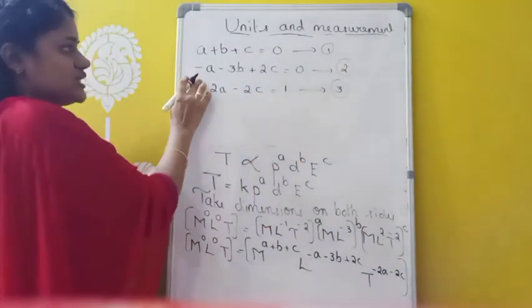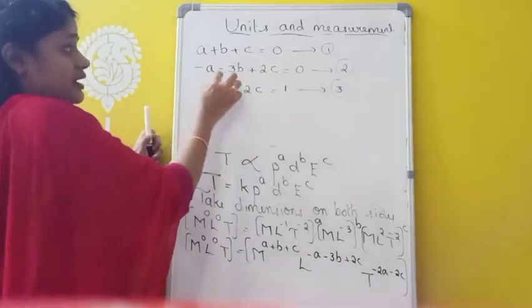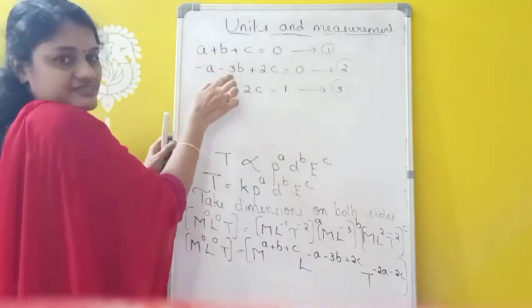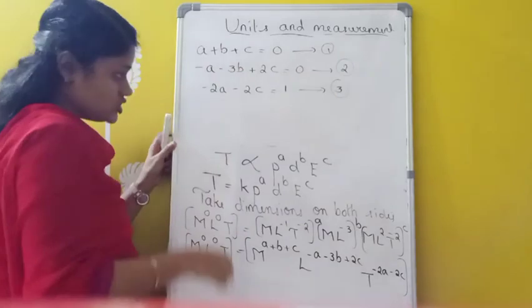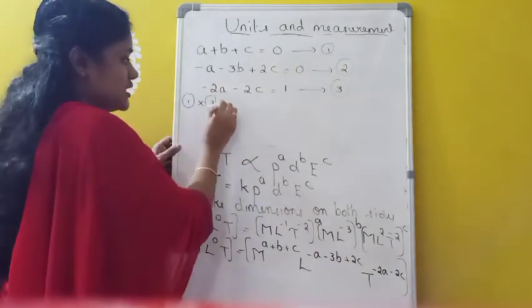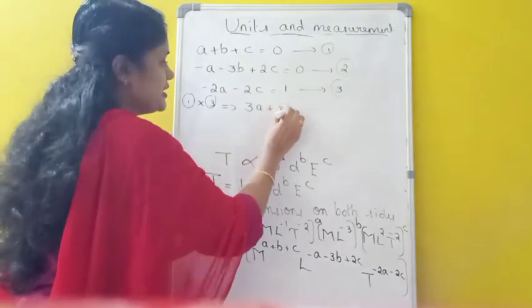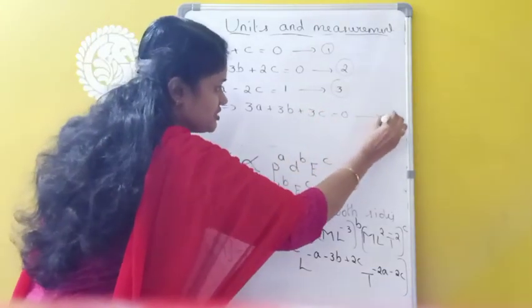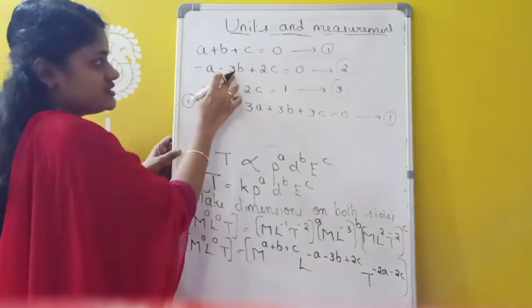Okay. So now first of all I am solving equations 1 and 2. Here I have to cancel this b, so that means this coefficient also should be 3. So I am multiplying equation 1 by 3. That means the equation becomes 3a plus 3b plus 3c equals 0. This is the new equation number 1. And here I multiplied with the coefficient of 3.